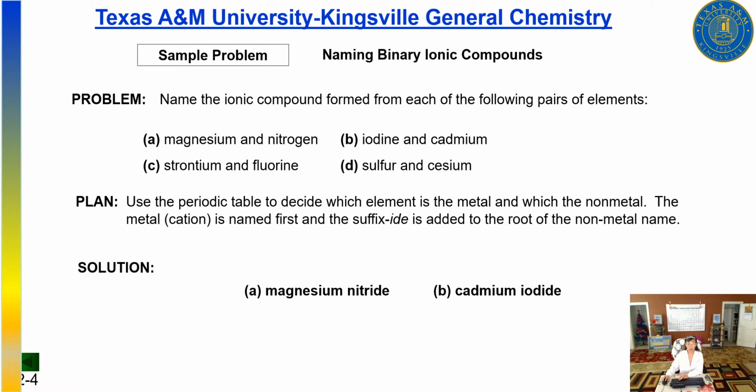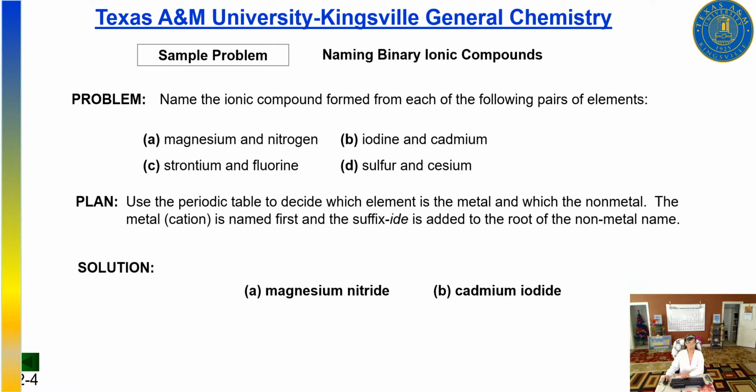The formula will be CdI2. This name, more accurately, we should call cadmium parenthesis 2 Roman numeral close parenthesis iodide, cadmium(II) iodide, because this cadmium is a transition metal.